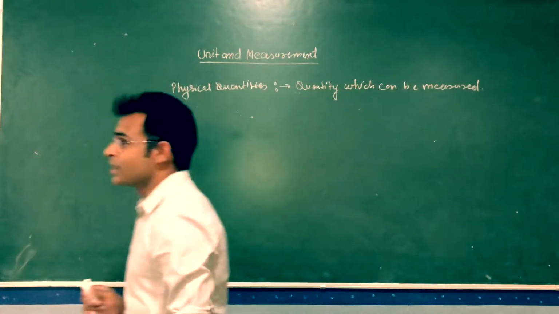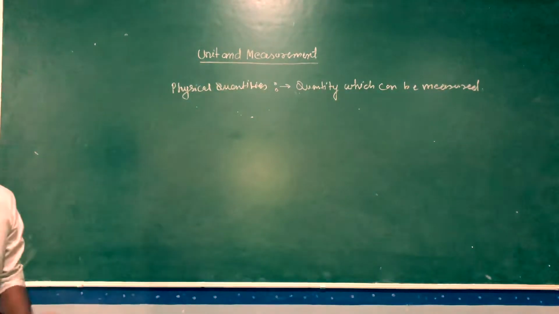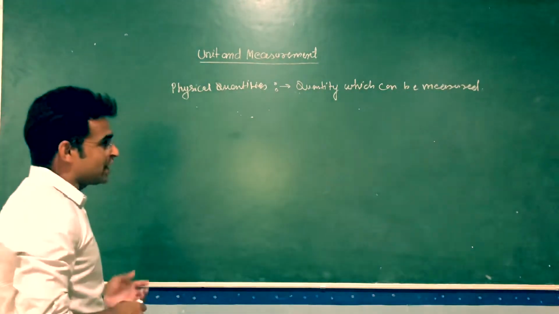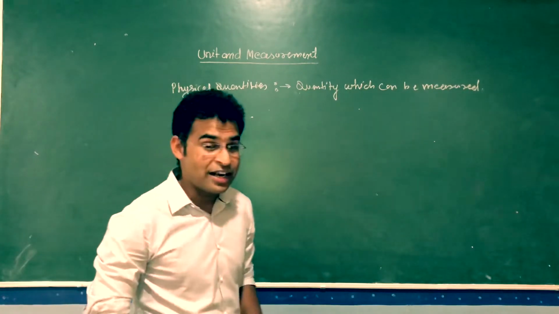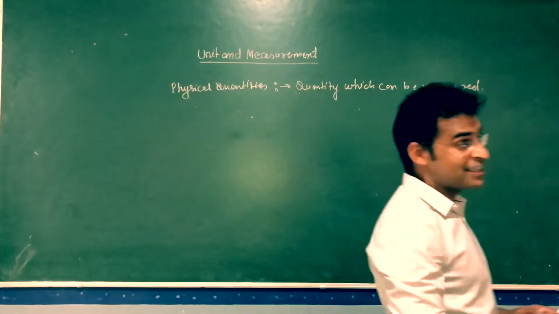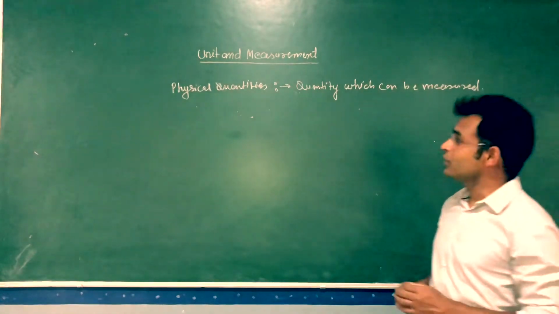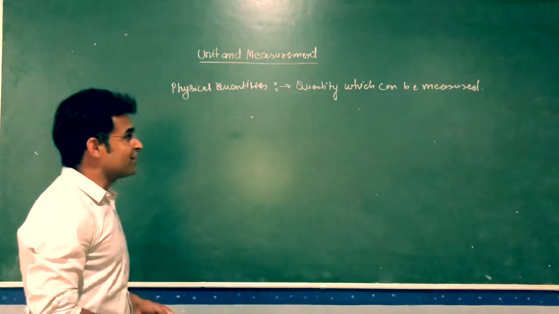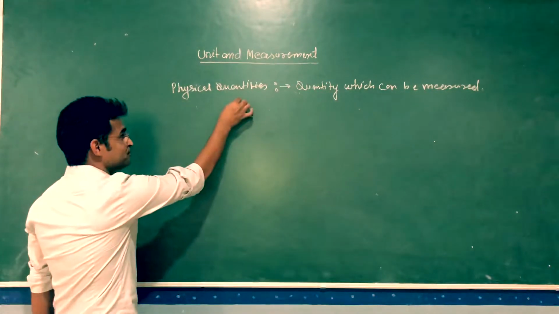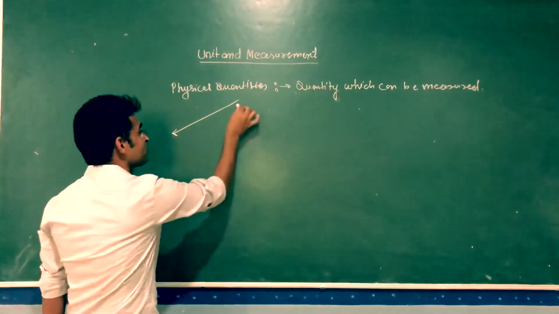Physical quantity means any quantity which you can measure. For example, the length of a rod, the weight of something, time, you can measure them. So anything that you can measure is called a physical quantity. If you are not able to measure it, it is not a physical quantity.